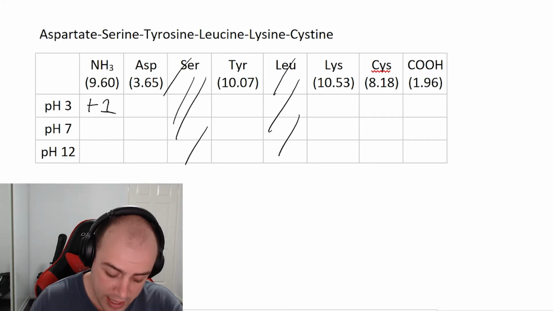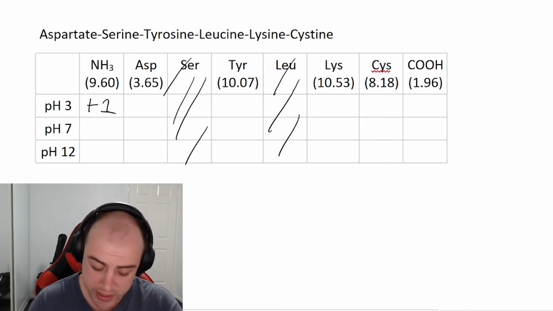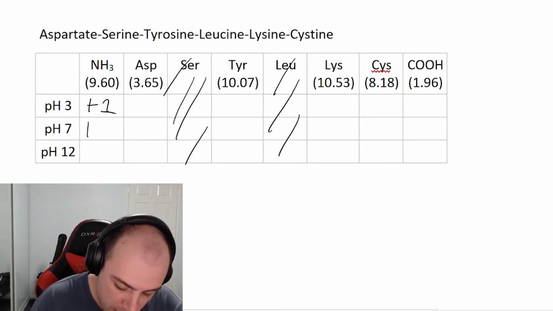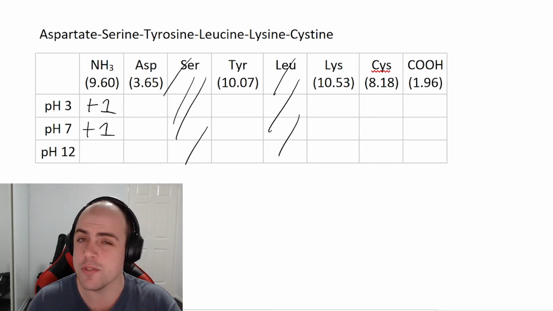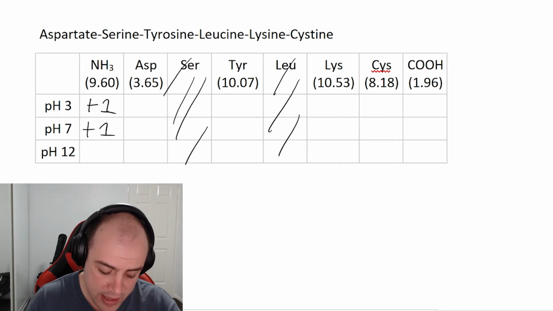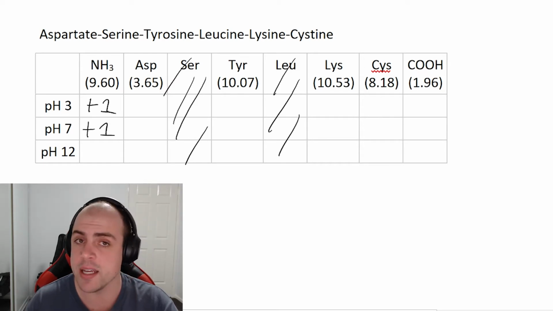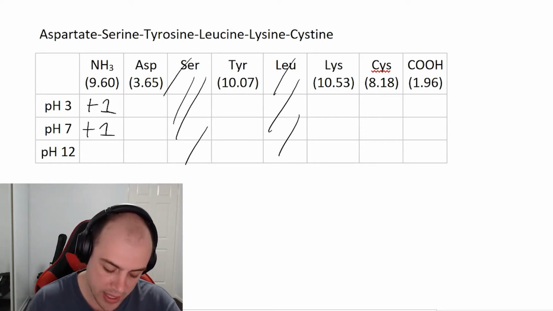pH 7, again, is much lower than a pKa of 9.6, so this is also going to be +1. But when we get to a pH of 12, now we see that that is significantly higher in terms of pH than the pKa.